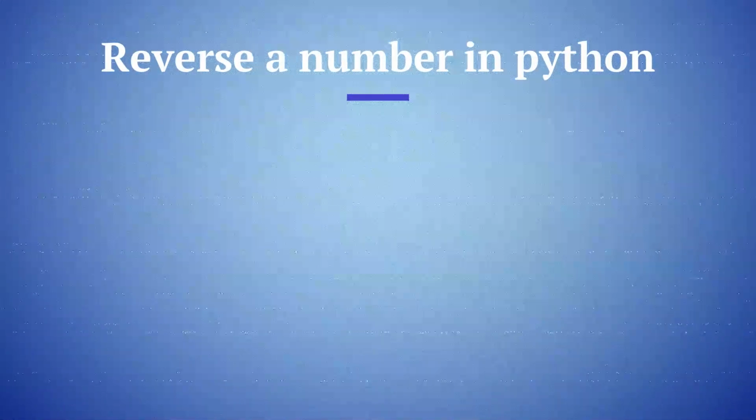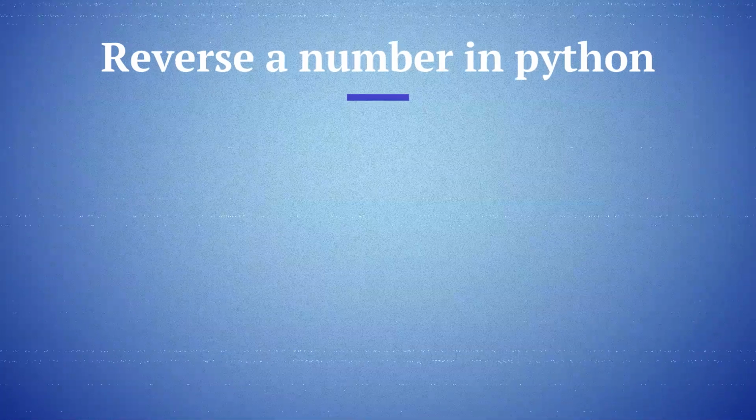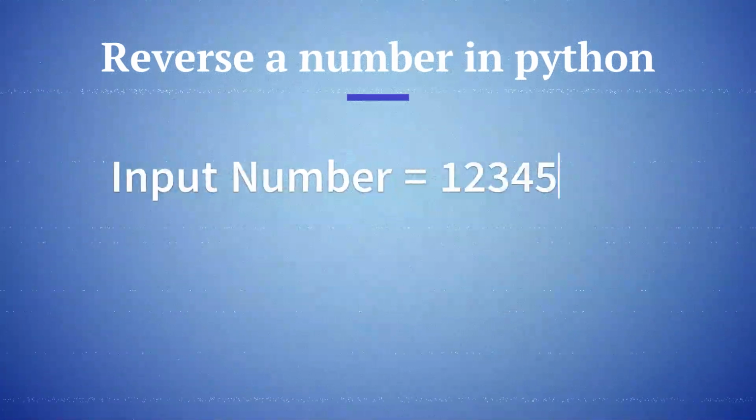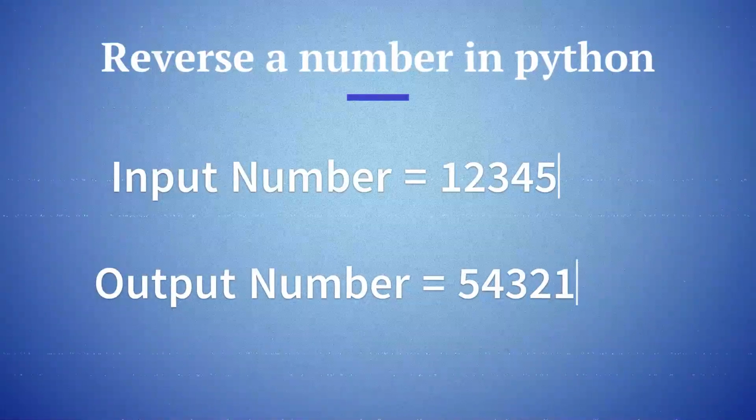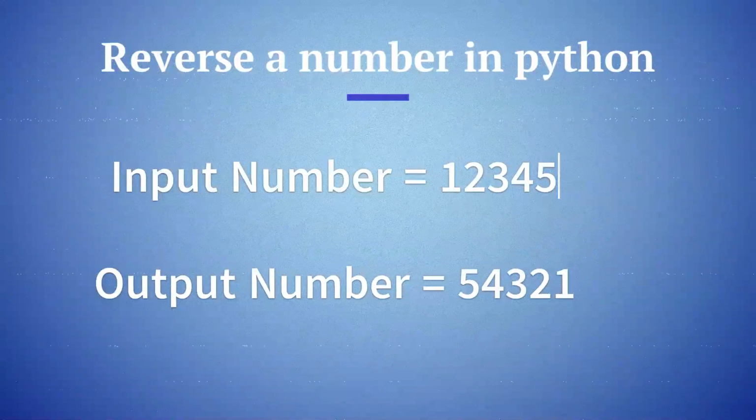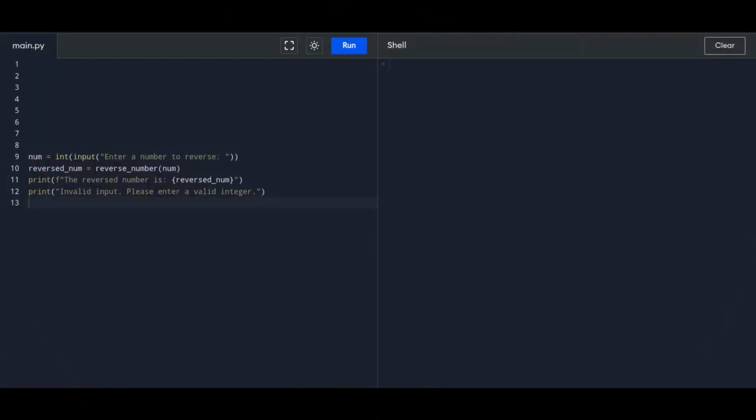We'll write a Python program that takes an input number and reverses its digits. So, if you input 1 2 3 4 5, the program will return 5 4 3 2 1. It's a useful skill to have in your Python programming toolbox. Now, let's jump into the code.